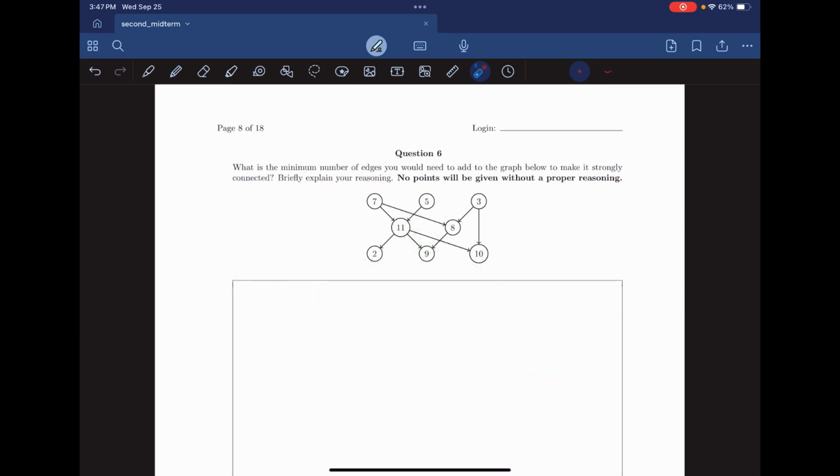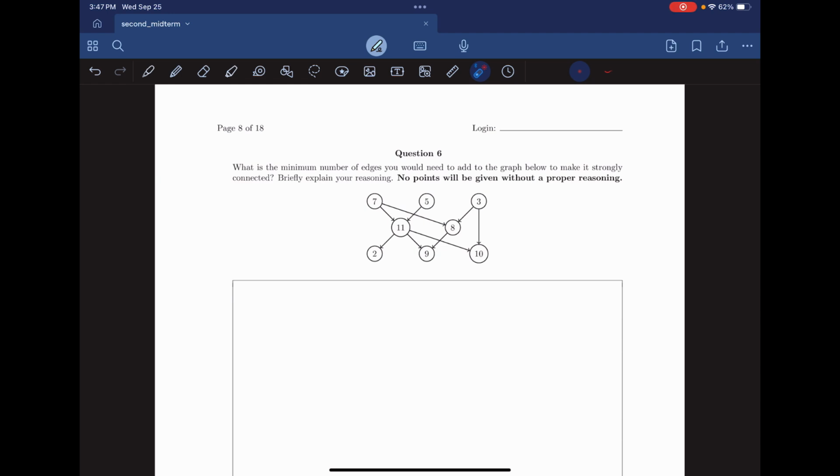Hello everyone, today we're looking at question 6 on the exam. This question is short and sweet, and I've got a love-hate relationship with these kinds of questions, because it will require you to think, so it's going to be difficult from that aspect, but it's not going to require you to do any long algorithms like we've had to do for several of the questions on this exam. So the question states, what is the minimum number of edges that you would need to add to the graph below to make it strongly connected? Briefly explain your reasoning, and then it gives us a graph.